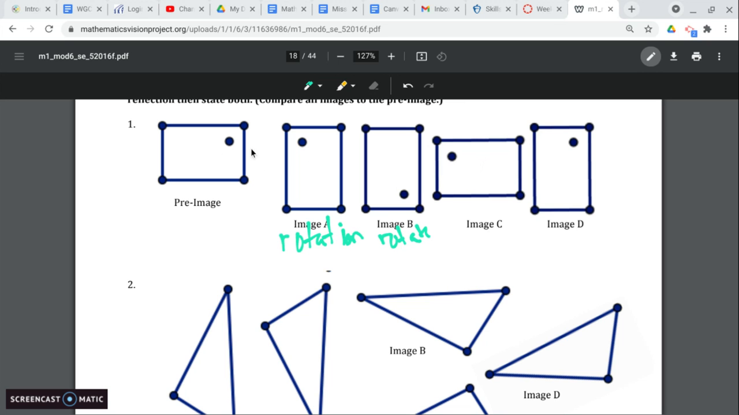What about image C? How'd we go from the pre-image to image C? Well, we flipped it over. It's a reflection.